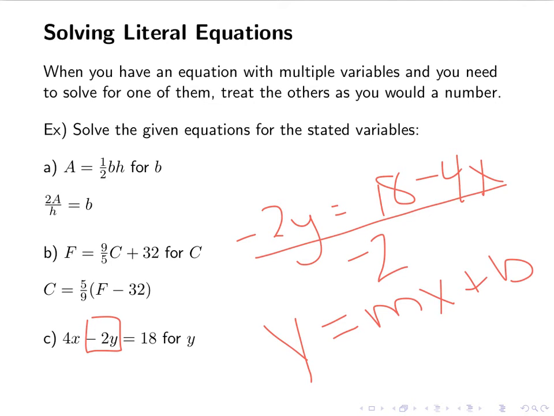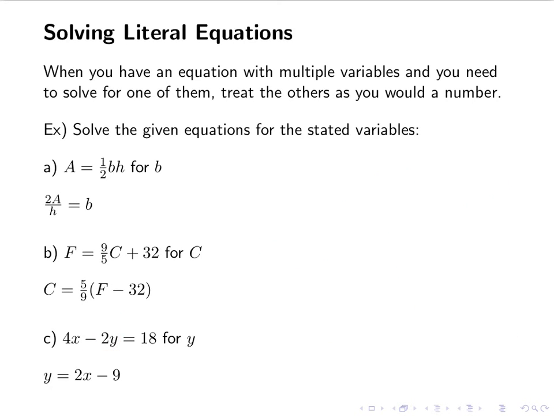Y equals mx plus b. So I'm going to rearrange the order and I'm going to put the x first and the constant last when I divide them out. But negative 4x over negative 2 is positive 2x. 18 divided by negative 2 is negative 9. So I have y equals 2x minus 9.